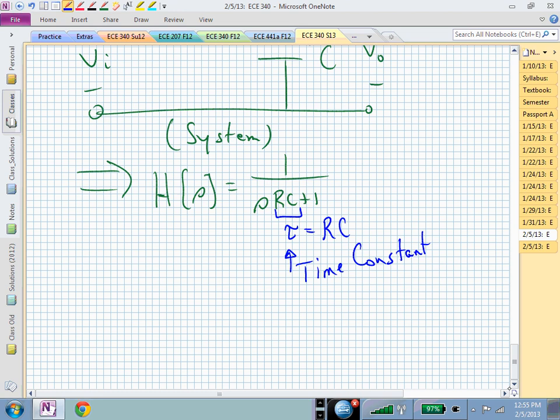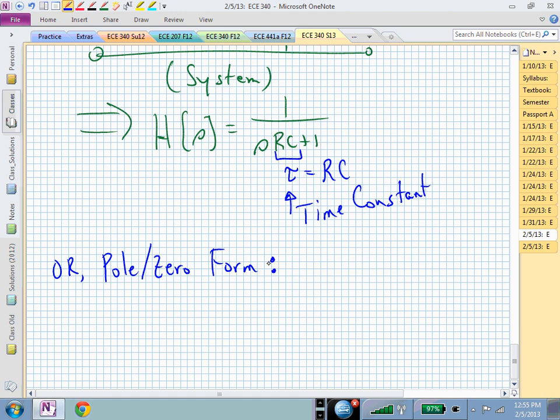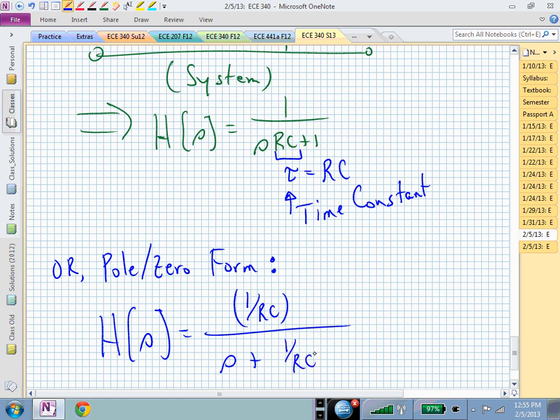Or you might like to see it in pole zero form, which will allow you then to more directly inverse Laplace transform that. You now have H of s. If you factor out the RC from that first term, you could put that RC factor up in the numerator, and you have a 1 over RC, and then downstairs you have an S plus 1 over RC.